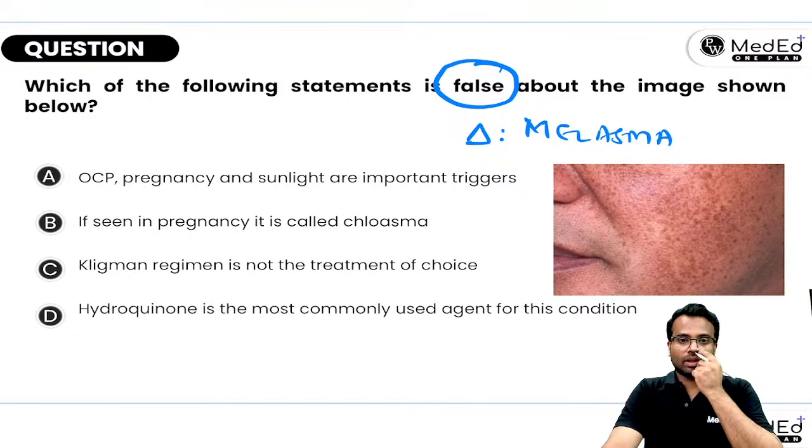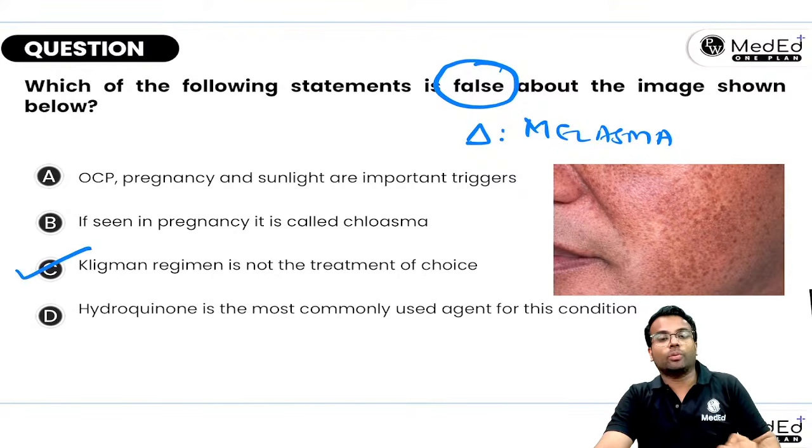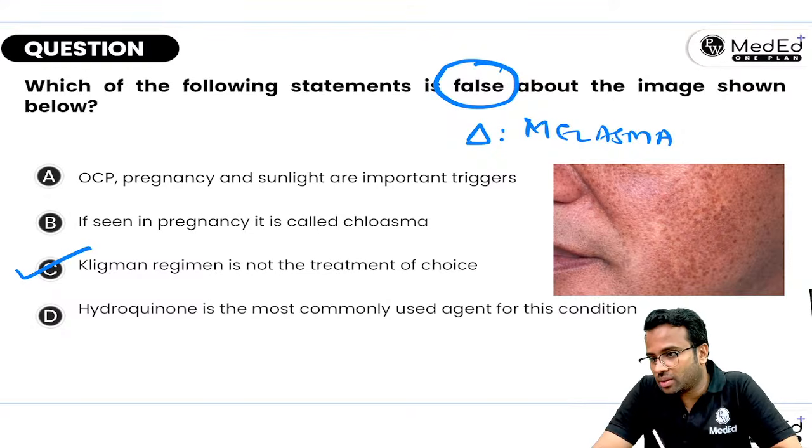What could be the answer? Tell me what is the false or incorrect statement here. Yes, the incorrect statement here is that the Kligman regimen is not the treatment of choice. It is not the treatment of choice.